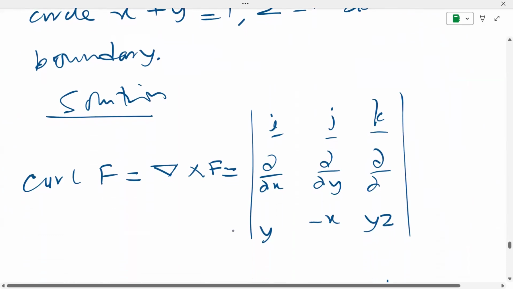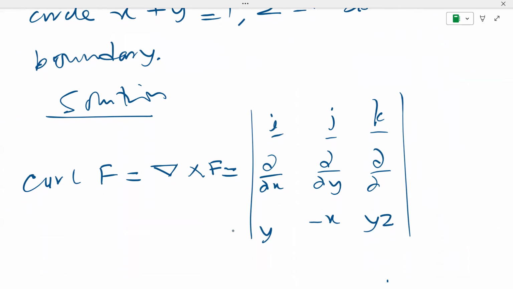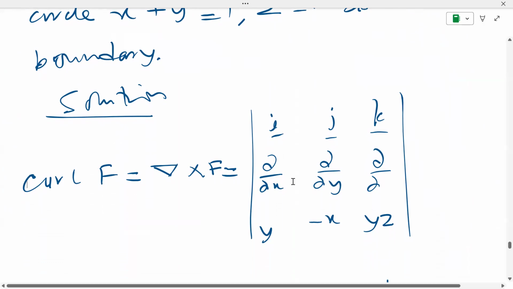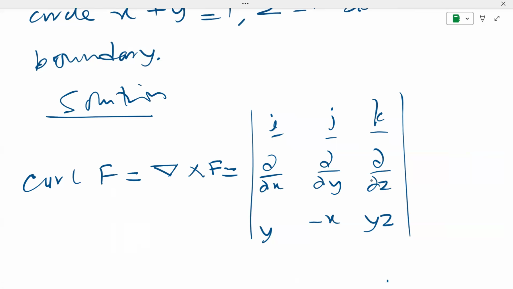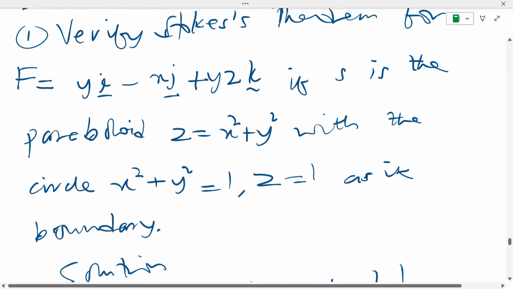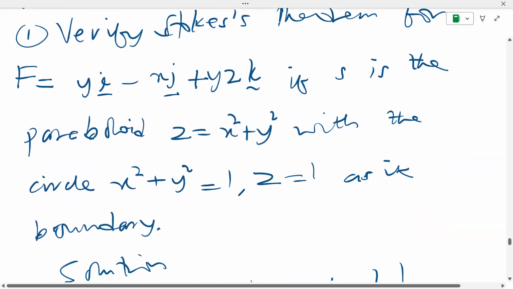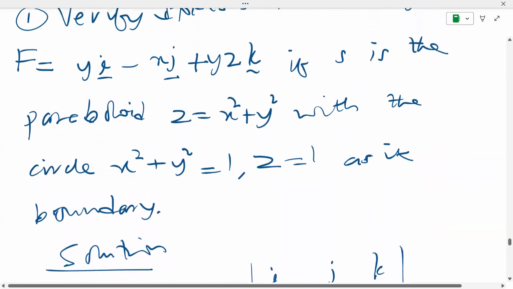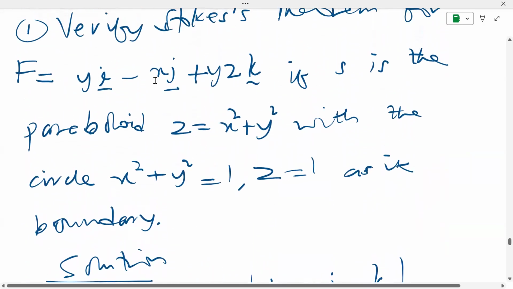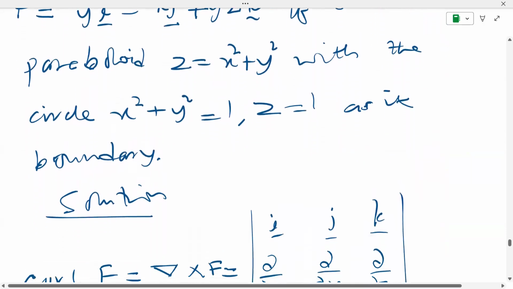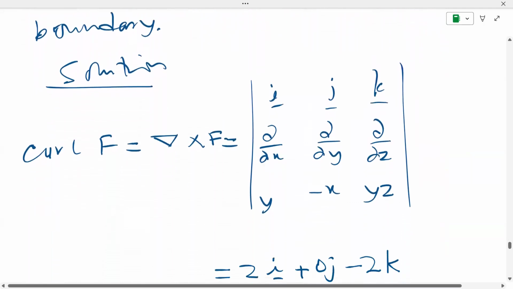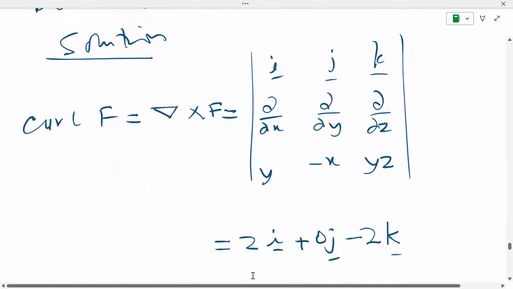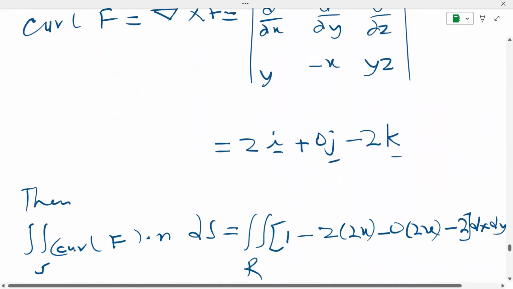So we have curl F. Right away, we know that to find curl F, we have our i, j, k, and then del x, del y, and del z. And so we go back to our F, and so we have x, y, then y, x, and then yz. So put them there. Okay. So when we take our time and find the determinant, we shall get zi + 0j minus 2k. So we've been able to complete our curl F.